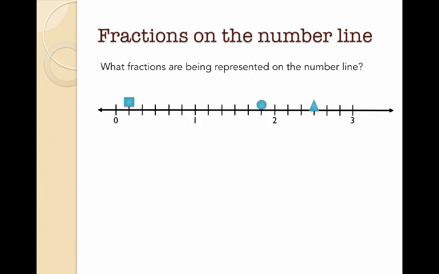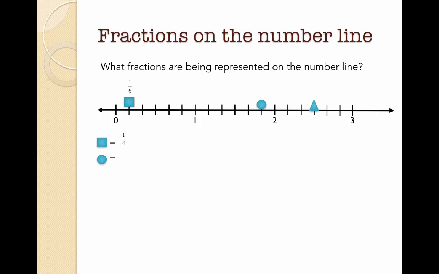Let's see if we can work out where the fractions are on this number line. You might want to pause it and see if you can work it out for yourself, but I'm going to go through the answer now. So let's start off with working out how many parts each of our whole numbers is divided up into. I'm going to work on the square first. So I'm going to count from 0, and I'm going to count 1, 2, 3, 4, 5, 6. Each whole number is broken up into 6 equal parts, meaning that the square is represented as 1/6.